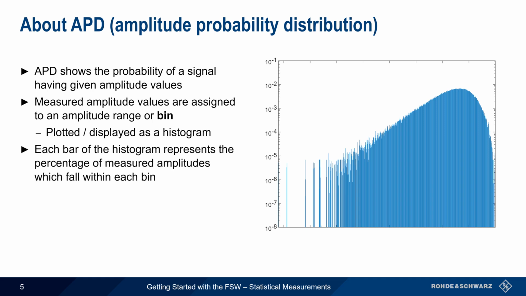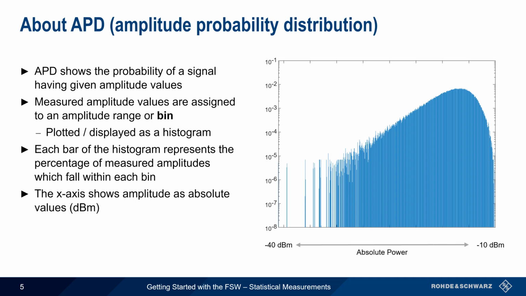Each bar in this histogram then represents the percentage of measured values which fall within each bin. The x-axis shows the amplitude as absolute values in units of dBm, and the y-axis indicates the percentage of total measured values represented by each bin.